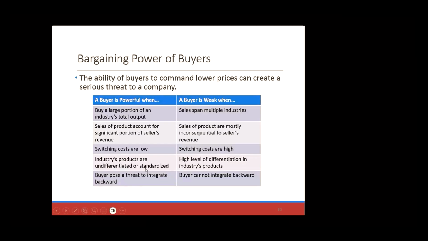So a buyer is powerful when it poses a threat to integrate backward. That means upstream supply chain integration, and downstream supply chain integration would be when you distribute your own products yourself. You do not outsource the job to a distributor. That would be integration forward, right?